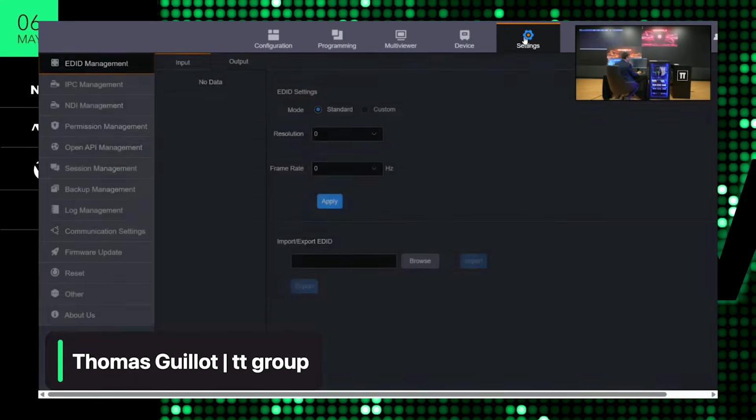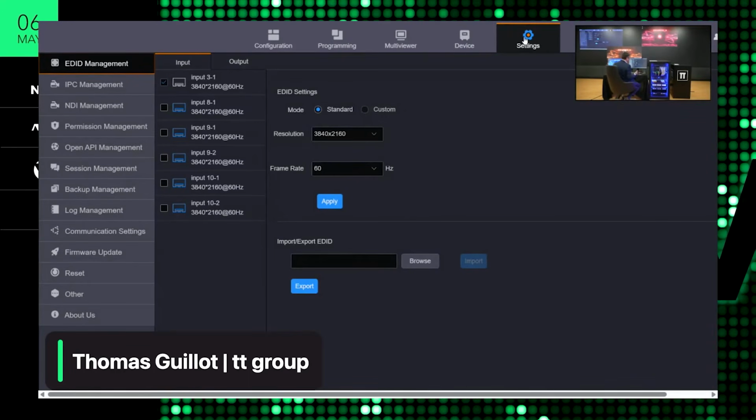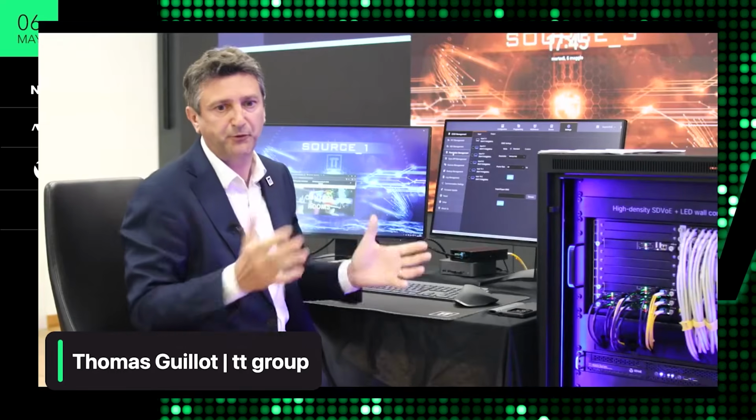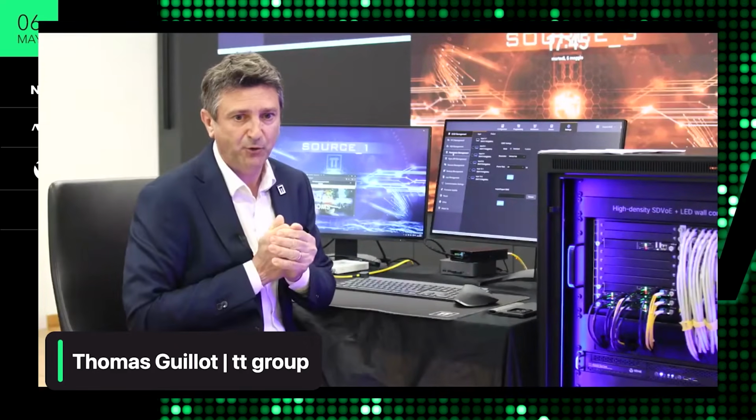And then you have a lot of additional settings. Maybe the most interesting is the permission management. You can manage user rights, and they can have access to certain sources or not, according to the user profile that you have defined. I will not go through all the functionalities, just to show you that it's a real video controller with all the features that you would expect from it, and that is fully integrated with SDVoE with those transceiver cards.